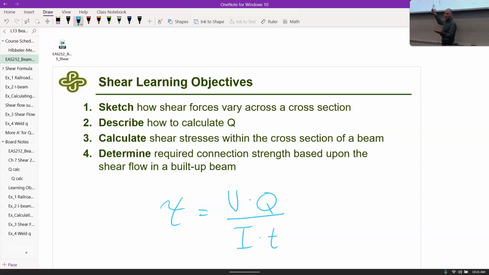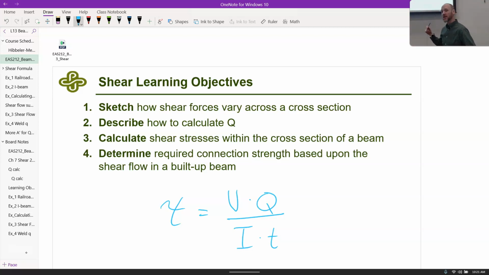Moment of inertia is the same moment of inertia we've been dealing with for bending stresses, so that's straightforward. T is just the cross-section thickness. So whatever those shear stresses are, they're going to be spread over that thickness. Those are all relatively straightforward, and I think students generally make fewer mistakes with those three components. This fourth component, Q, it's a new term, so we'll talk about that shortly.